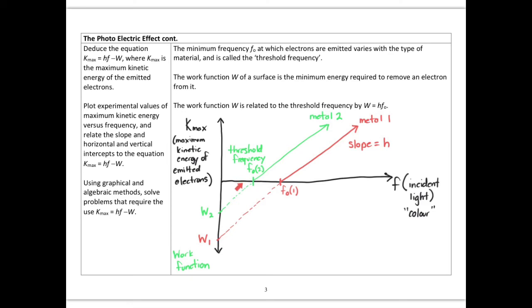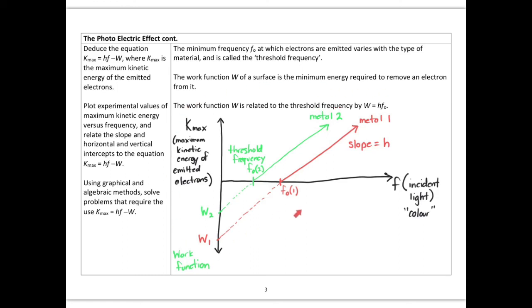So the threshold frequency, if you like, is our x-intercept. If we extrapolate these lines backwards to our y-intercept, this tells us the work function of the two metals. So 0 here, down to here, this value here is a measure of the work function, so that is the energy required to knock an electron out of metal 1. Here, this one, W2, would be the minimum amount of energy to knock an electron out of metal 2.